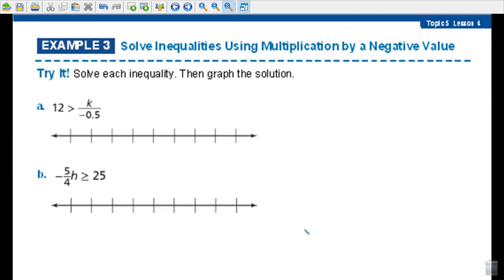So for letter A, we are multiplying times negative 0.5. Okay? So it'll be negative 6 is less than, okay? And for this one, we're actually dividing here. So for fractions, you do keep, change, flip. So we would multiply both sides by negative 4/5, and we would end up with h is less than or equal to negative 20. Okay? And you guys can work it out from there.